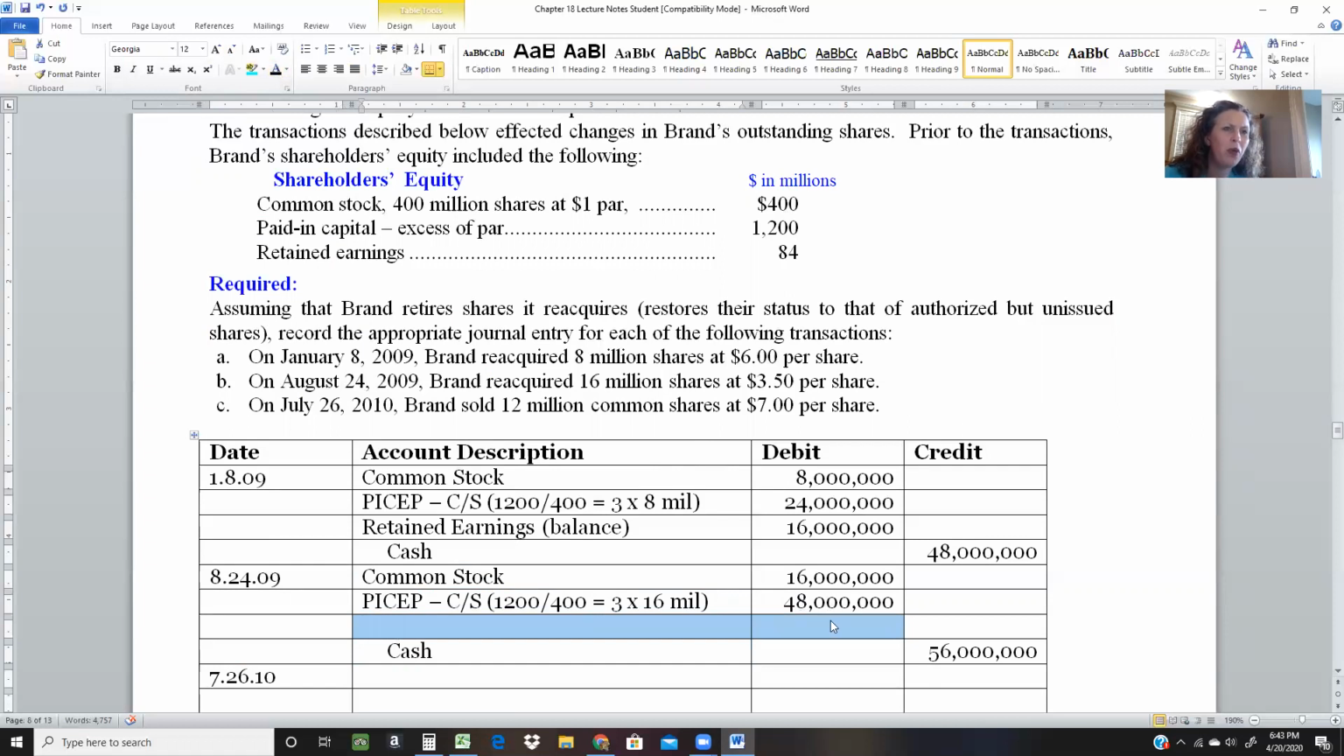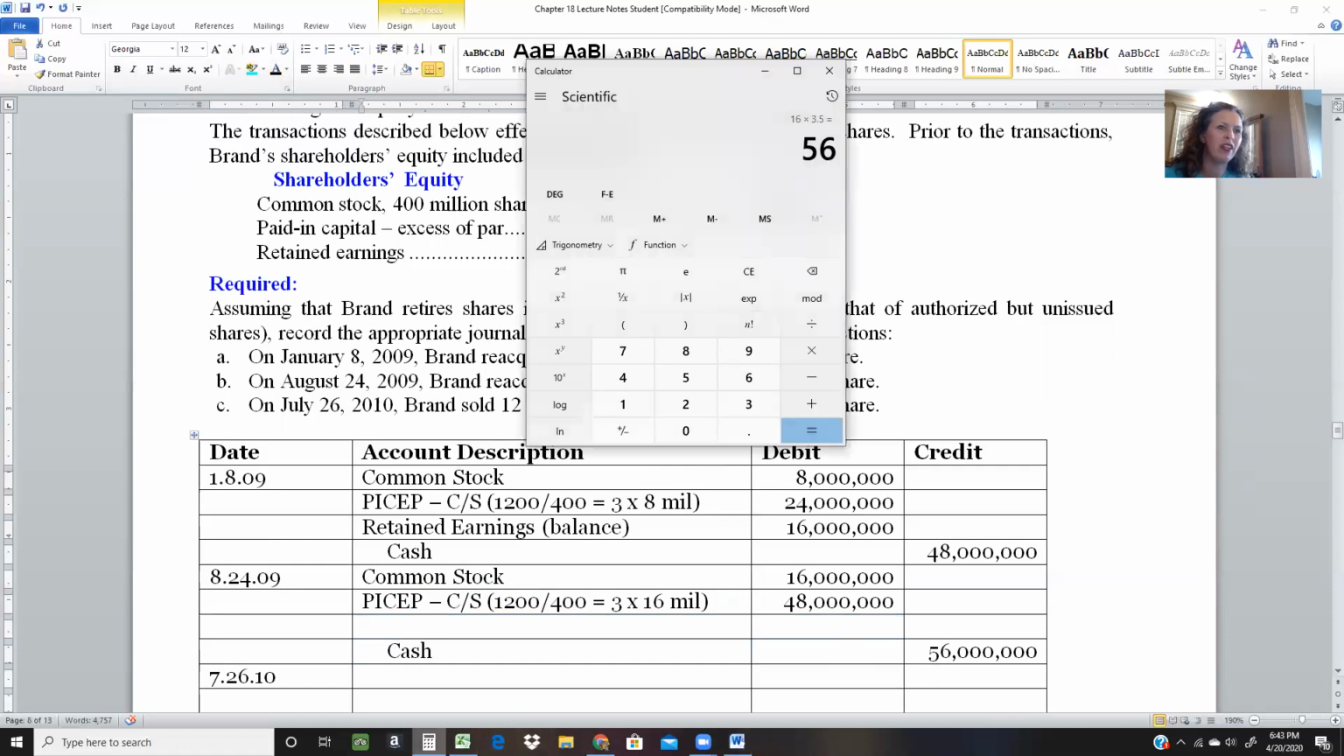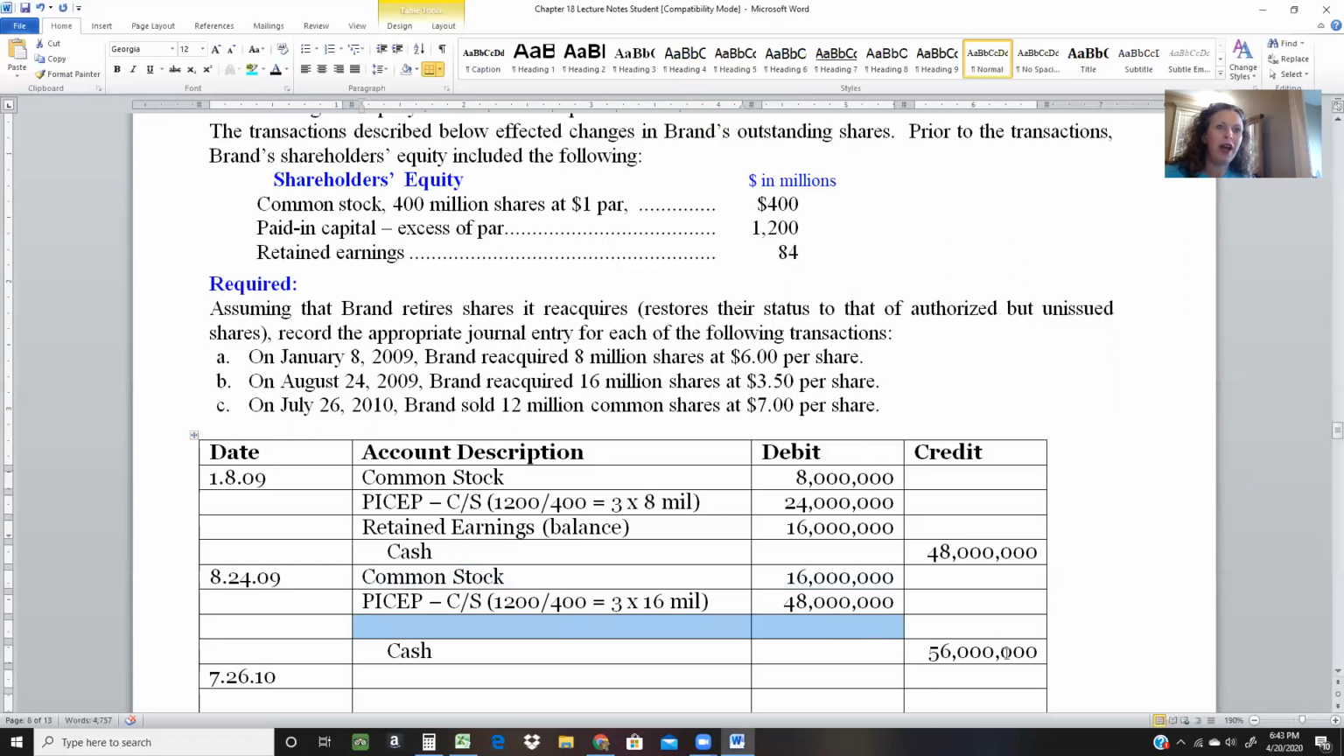What do we have? Is this going to be a credit? 16 plus 48, so I've got 64. So I actually need a credit rather than a debit. That will go into PICEP for reacquired shares, like PICEP-treasury stock, but for reacquired shares. Notice that when we reacquired and paid a lot, we put the difference to retained earnings. But when we have too much, we put it in a separate PICEP account.